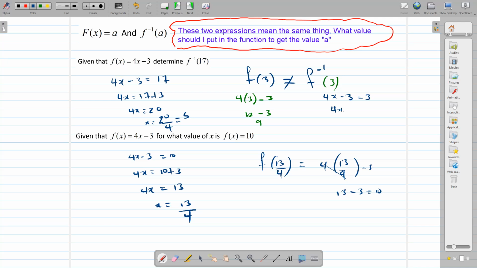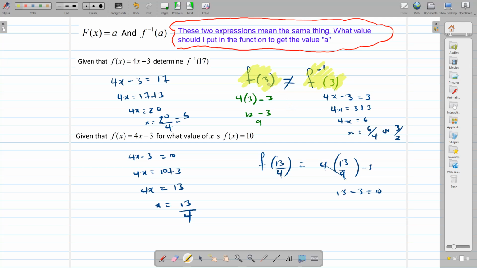So 4x would be equal to 3 plus 3. 4x would be equal to 6. And x would be equal to 6 over 4, or 3 over 2. So please note that these two are very, very different. f of 3 is not the same thing as f inverse of 3. They're very different, and they're done in very different ways.